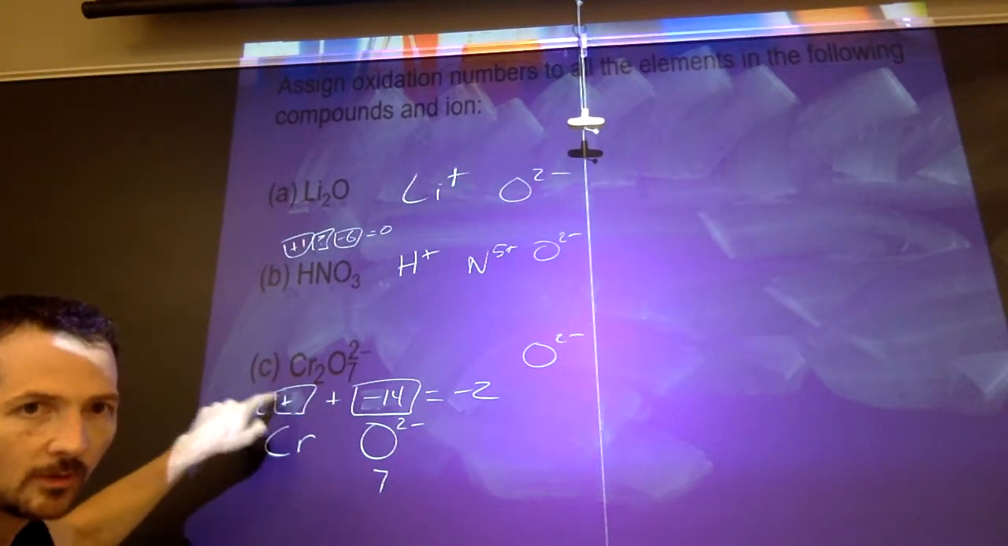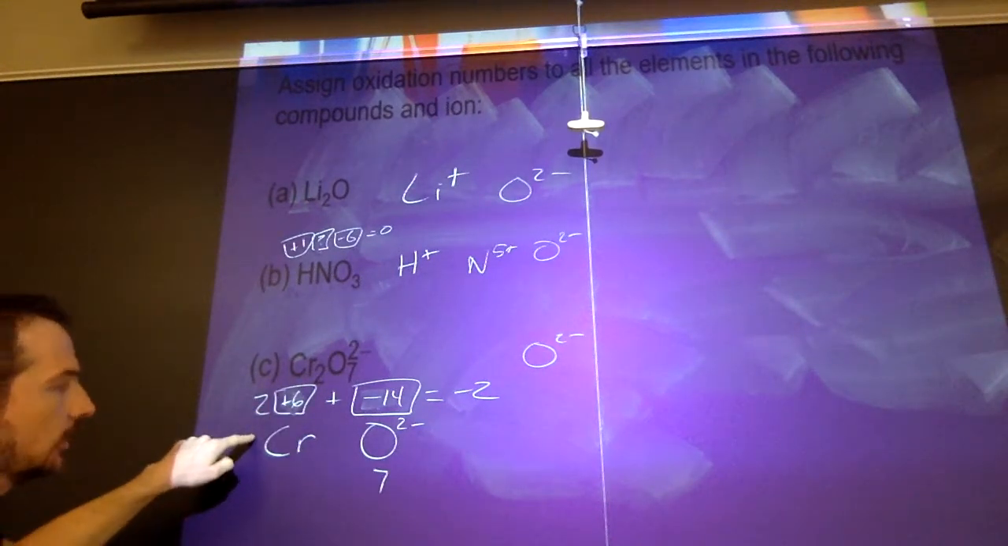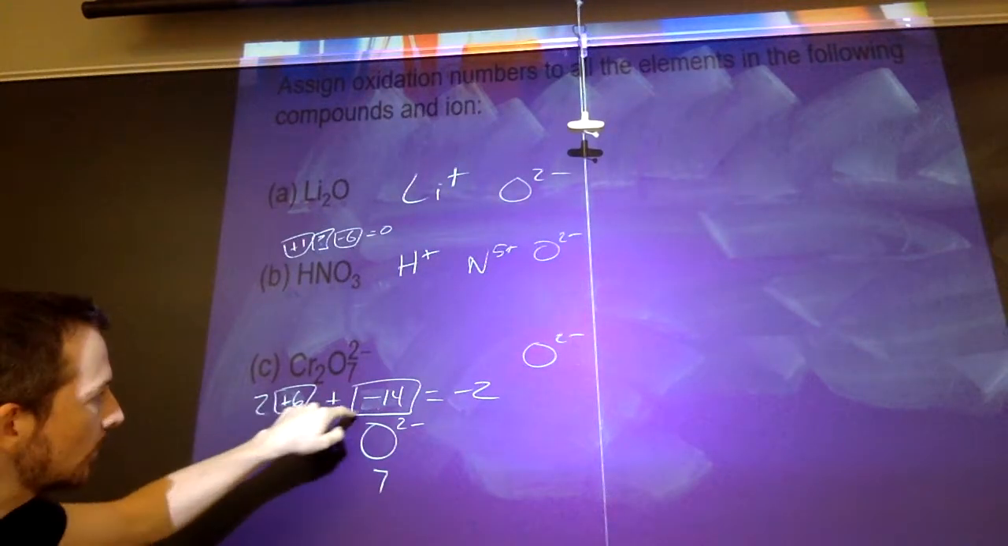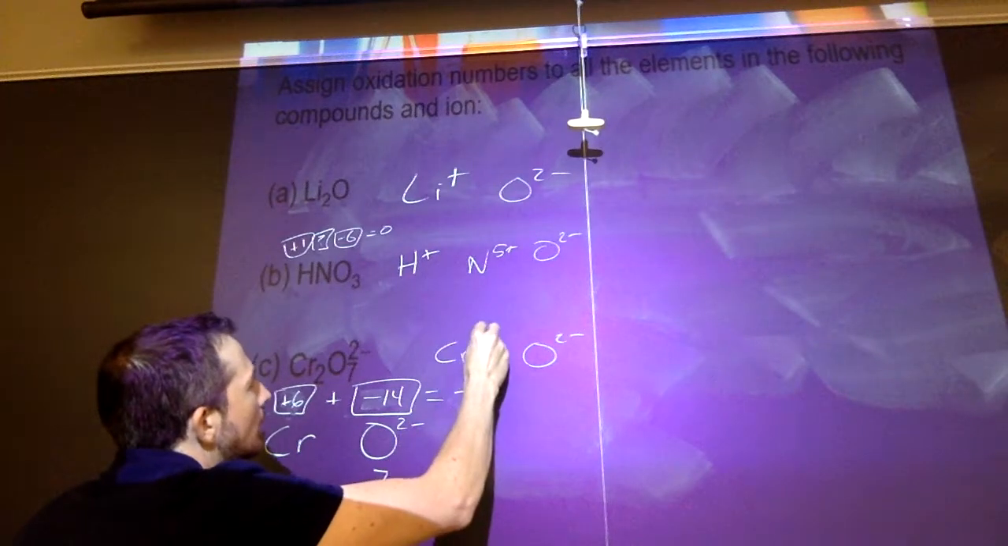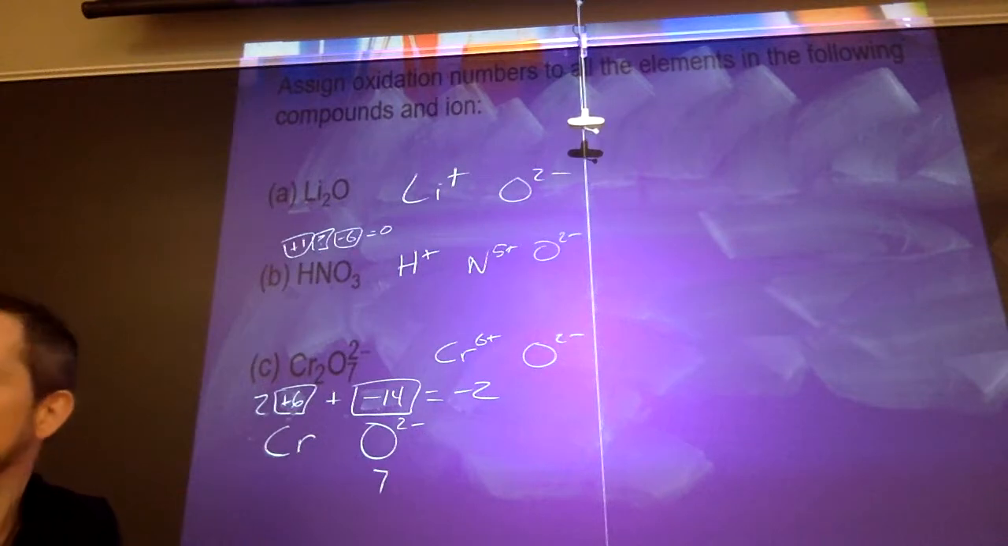so I need a +12 here, but I have 2, so 2 times what would give me +12? So 2 times 6. So 2 times 6 would be +12, -14 would be the -2. So that means chromium has to have a 6+ charge in that molecule.